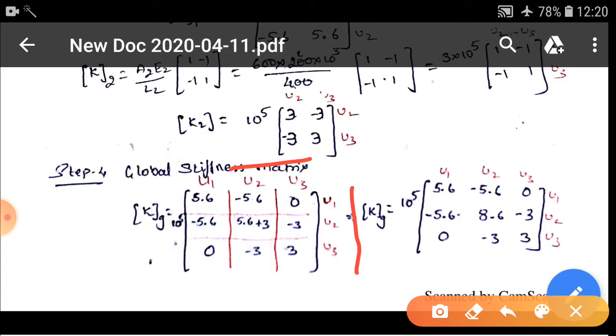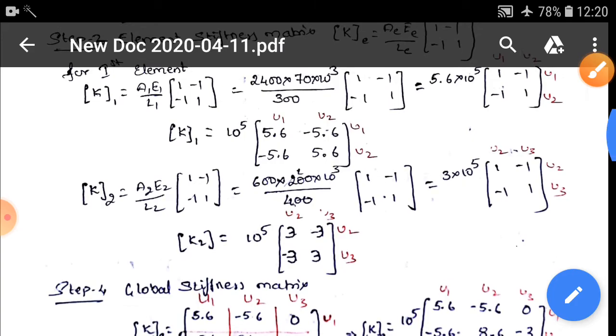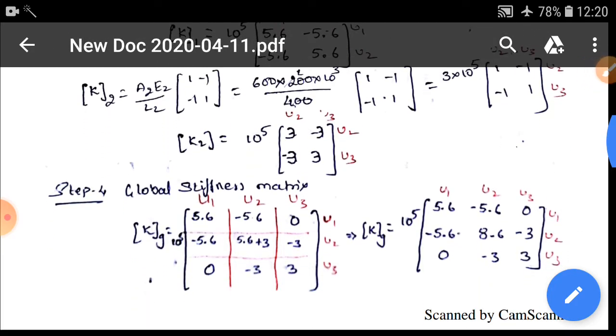Okay, and then it is a 3 by 3 matrix. So for u1 row u1 column, what is its value? Fetch it from element stiffness matrix 1 and 2. U1 row and u1 column is available only in the first element, not in the second element, so it is 5.6.